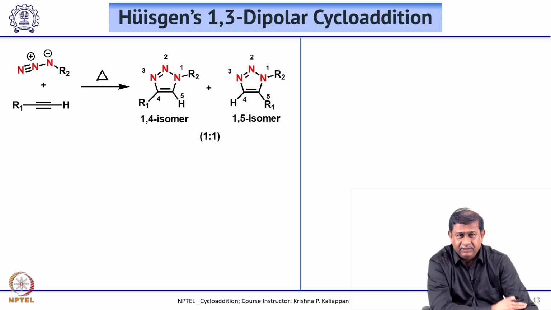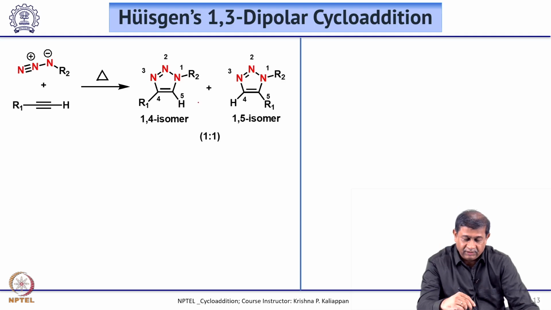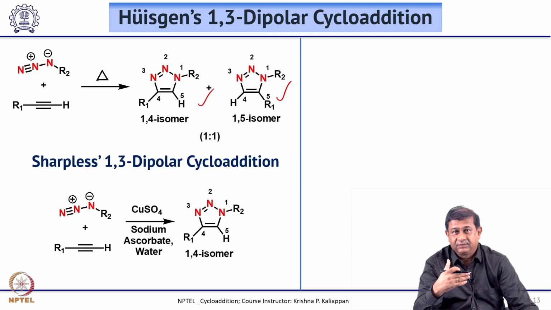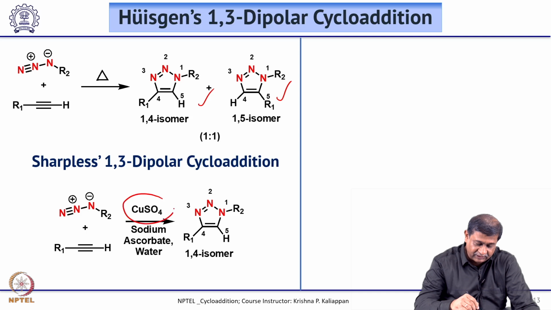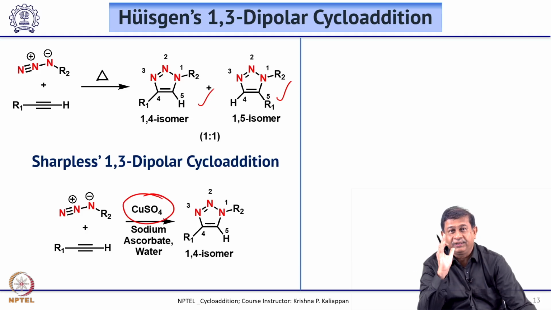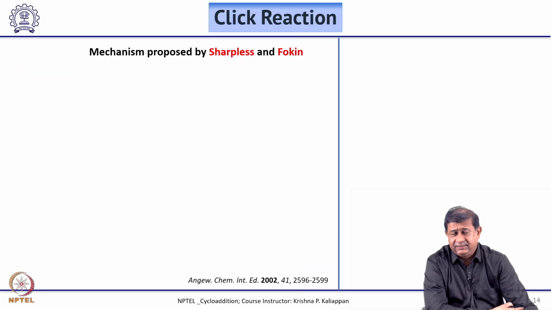So, in short, if you look at when Huygens developed this 1,3-dipolar cycloaddition between alkyne and dipole, he got a mixture of 1,4 and 1,5. But 45 years later, when Sharpless reported, the only change he did was he used the metal, and that is copper, and copper 1 really helped in improving the regioselectivity almost to only 1,4 adduct and not the 1,5 adduct. So, let us see what was the mechanism proposed by Sharpless.